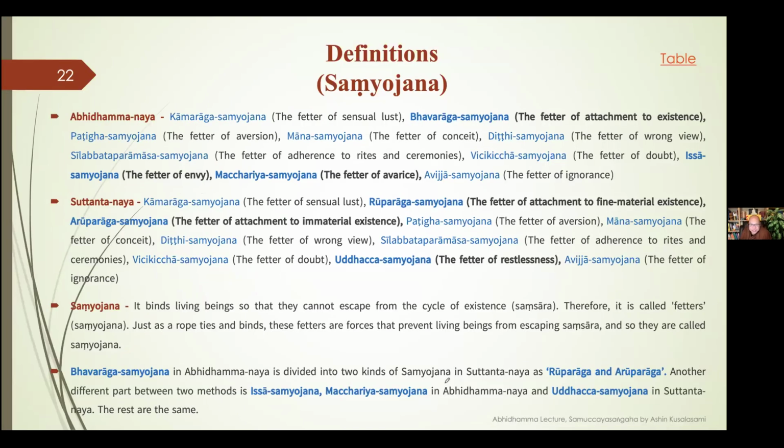Okay, so next is the sanyojana. This one too, I don't know how to say that.